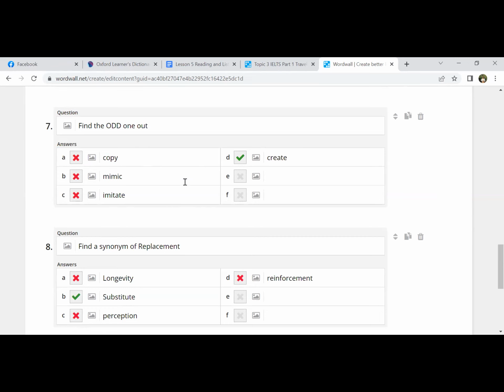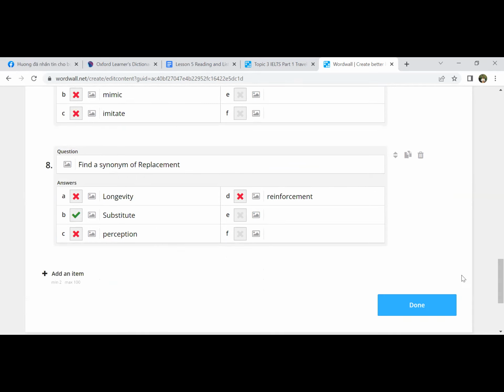We have number 7. Here you will see that the word create is different because it means to make or produce something totally new. But here the words mimic, copy, and imitate all mean to repeat something that someone has done. So this is different from the others. The other three options are synonyms: copy, mimic, and imitate. Now let's look at number 8, replacement. The answer is here, right? Substitute.